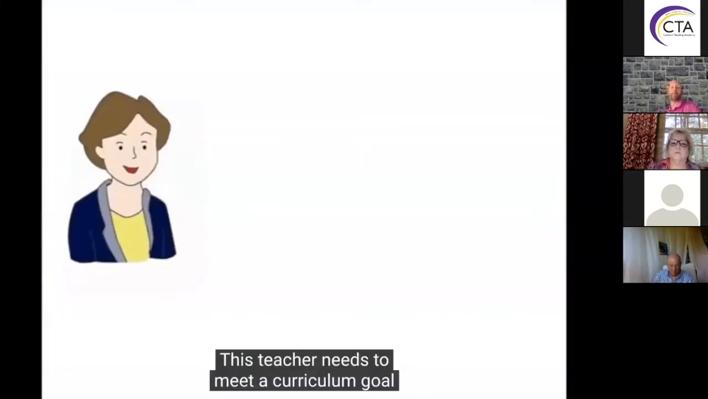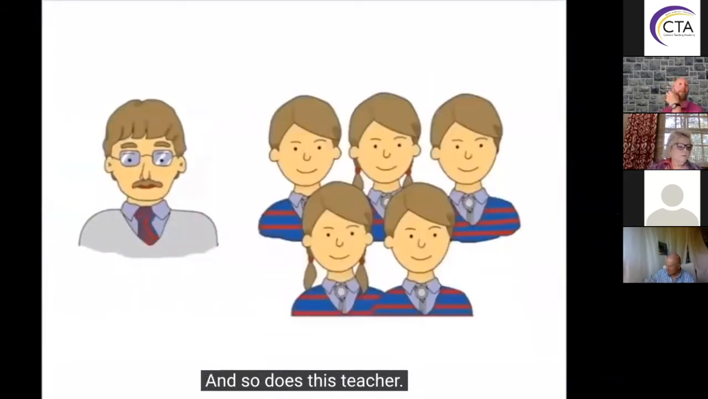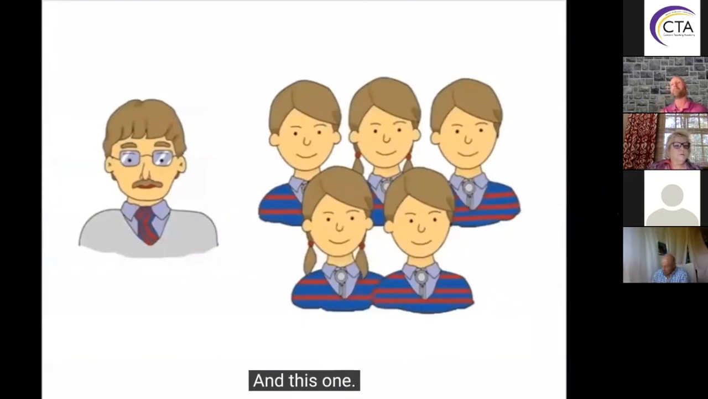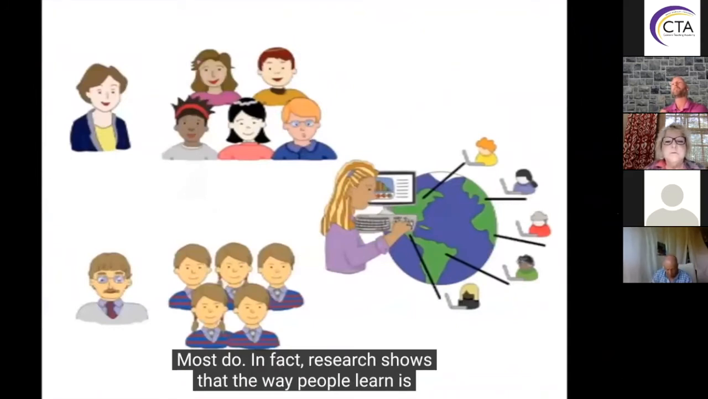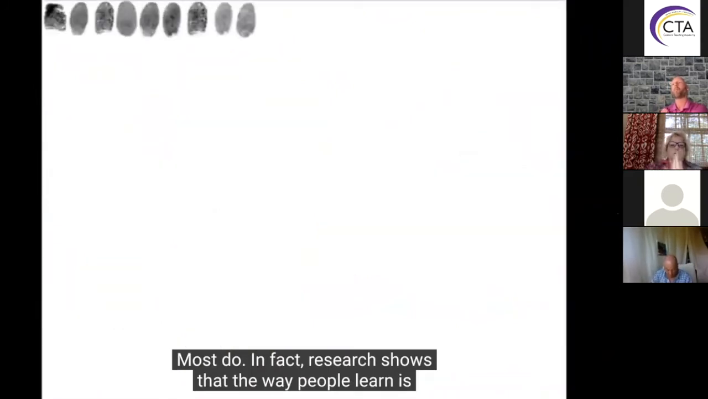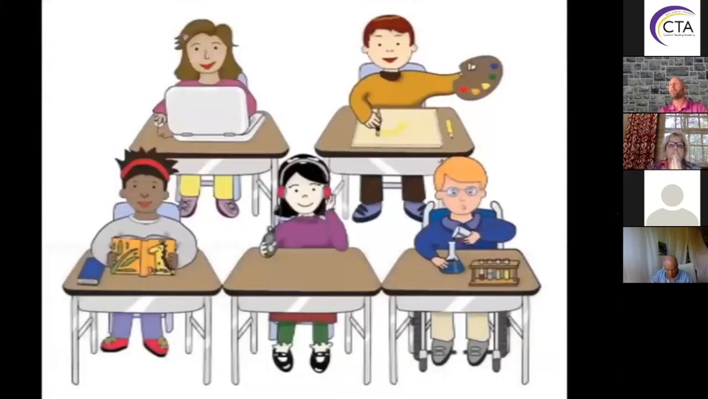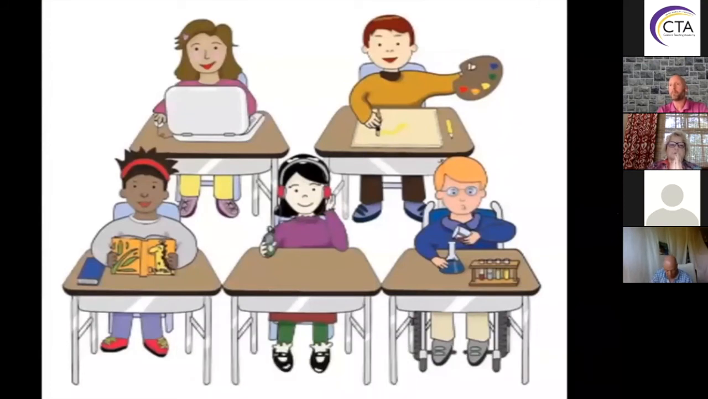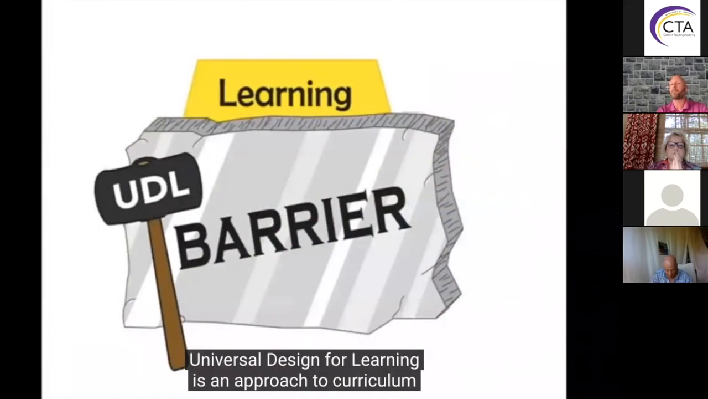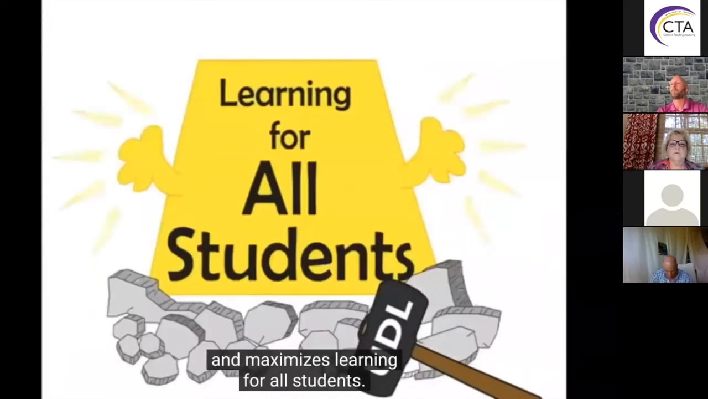This teacher needs to meet a curriculum goal, and she's got a very diverse group of students. And so does this teacher. And this one. Most do. In fact, research shows that the way people learn is as unique as their fingerprints. What does this mean for teachers of today? Classrooms are highly diverse, and curriculum needs to be designed from the start to meet this diversity. Universal design for learning is an approach to curriculum that minimizes barriers and maximizes learning for all students.